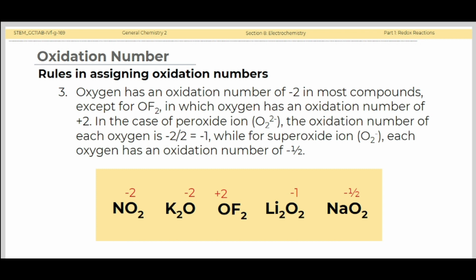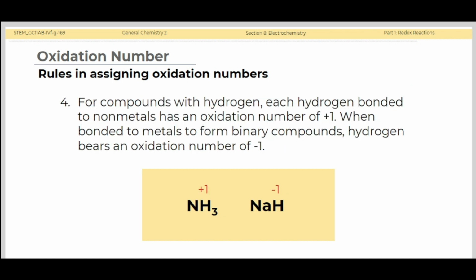In the case of peroxide ion, the oxidation number of each oxygen atom is negative 2 divided by 2, or negative 1. While for superoxide ion, each oxygen atom has an oxidation number of negative 1/2. For compounds with hydrogen, each hydrogen bonded to nonmetals has an oxidation number of positive 1. When bonded to metals to form binary compounds, hydrogen bears an oxidation number of negative 1.